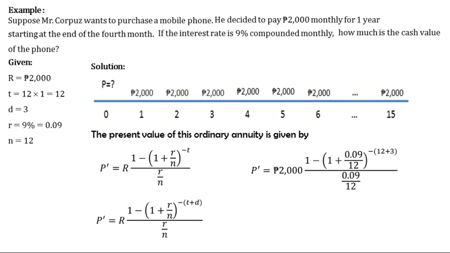So, substituting values to our formula and solving the present value, we have 28,273.99. So, solving a present value of annuity is on previous video. So, you can watch the complete video doon kung paano yung step-by-step ng pagsosolve ng present value.